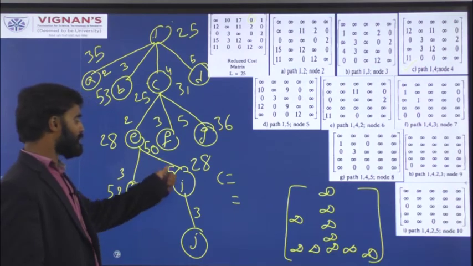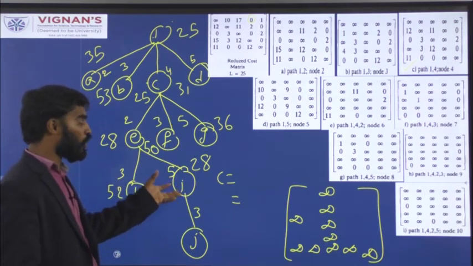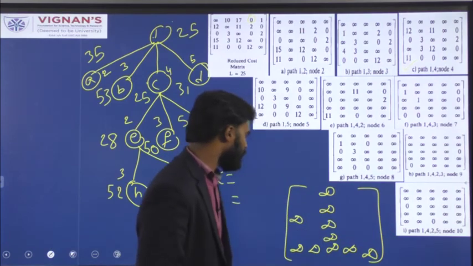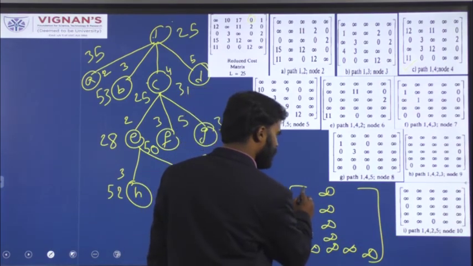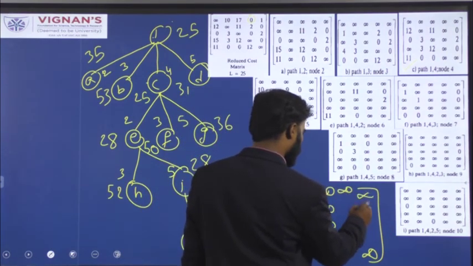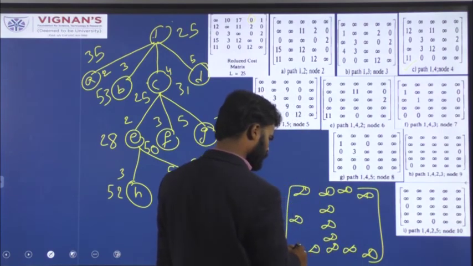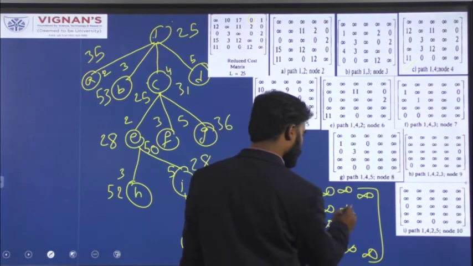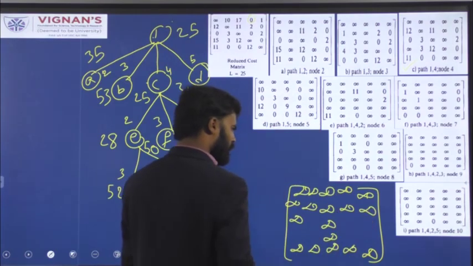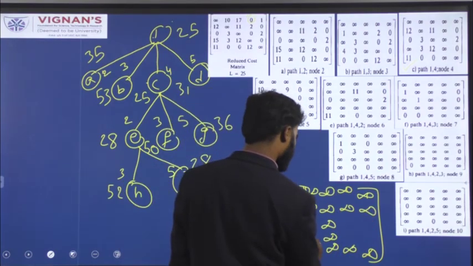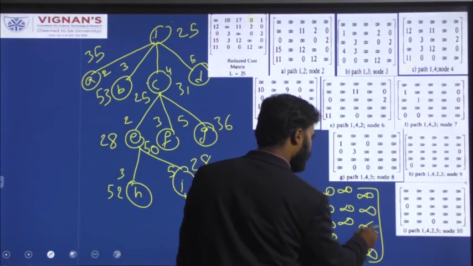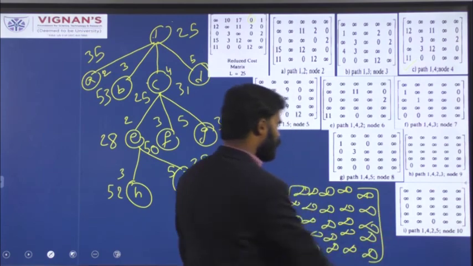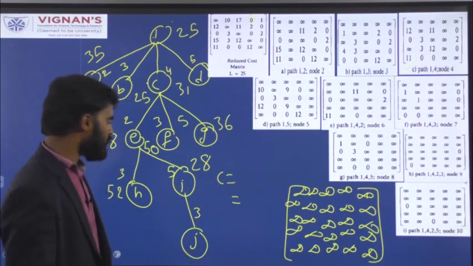The root node of j is I. So you have to copy from the ith matrix. So this is the ith matrix, and everything is copied from the ith matrix. So all are infinities, no need for reduction. So the reduction cost is 0.